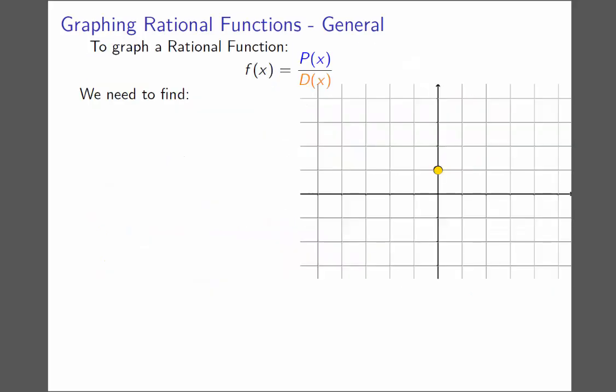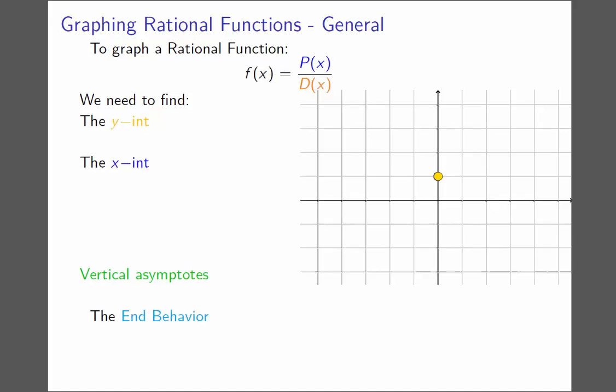So to graph a rational function p over d, what we need to find is the y-intercept, the x-intercept, the vertical asymptotes, and the end behavior. Now, to get the y-intercept, we just need to look when x is 0. And we can find the y value simply by evaluating our function at 0. This will give us the coordinates of our y-intercept.